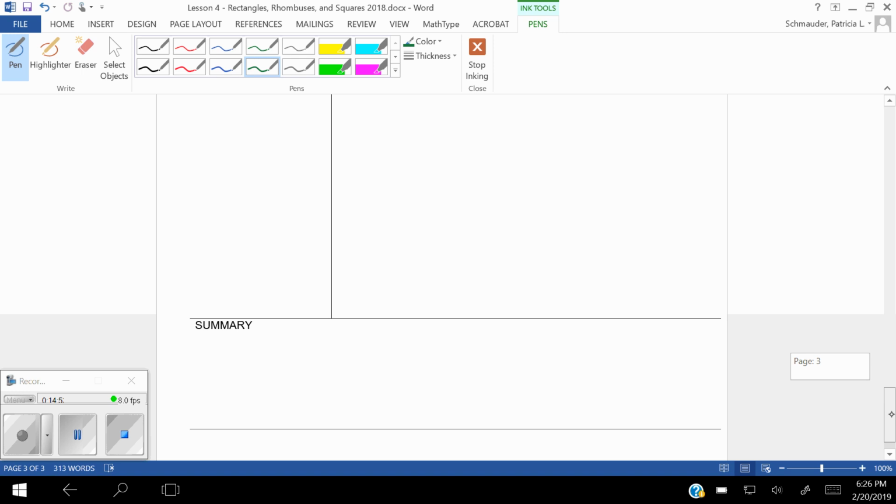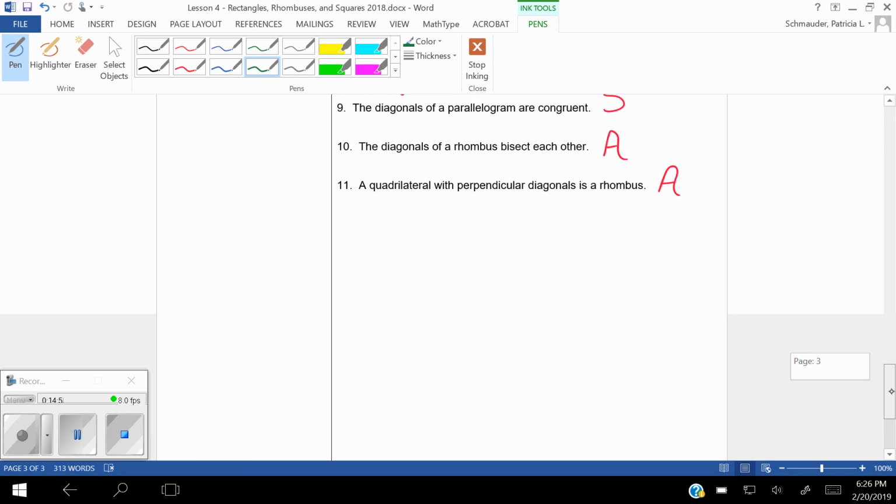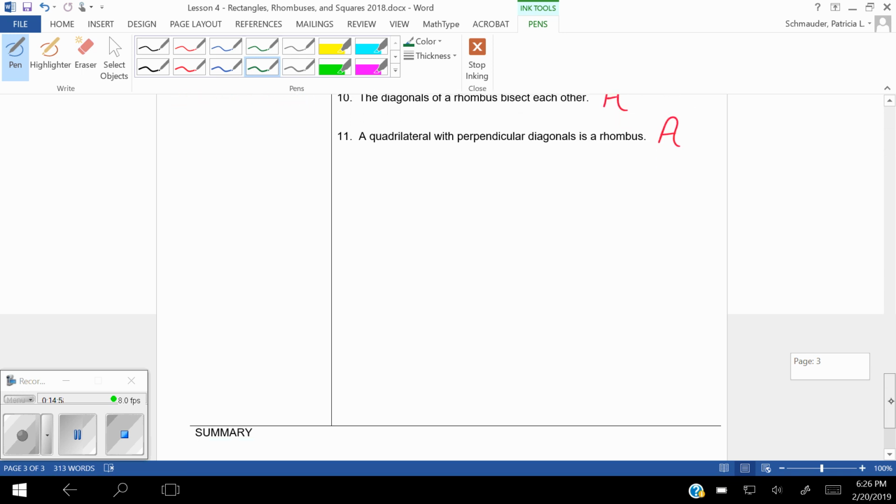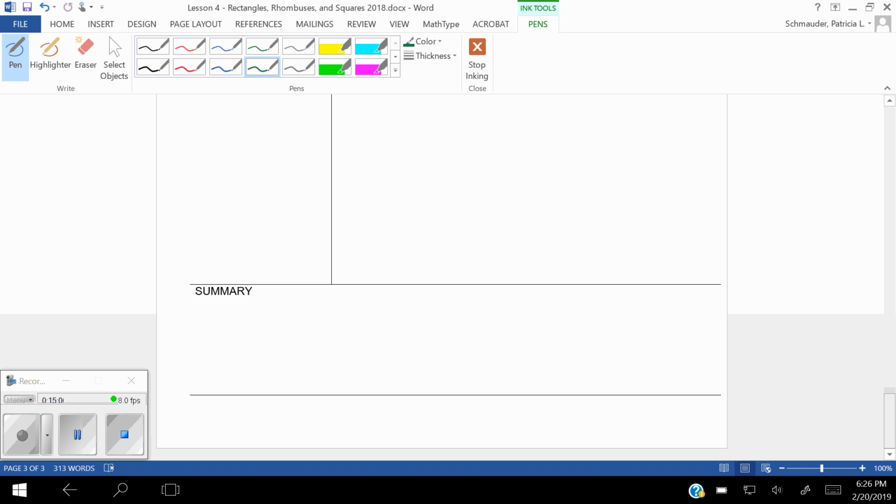Be sure to write a summary. Be sure that you've made flashcards for all these theorems and you study them so that you don't get the properties of all these different parallelograms mixed up.